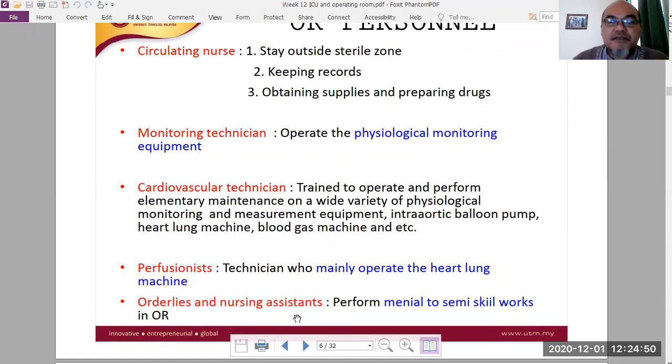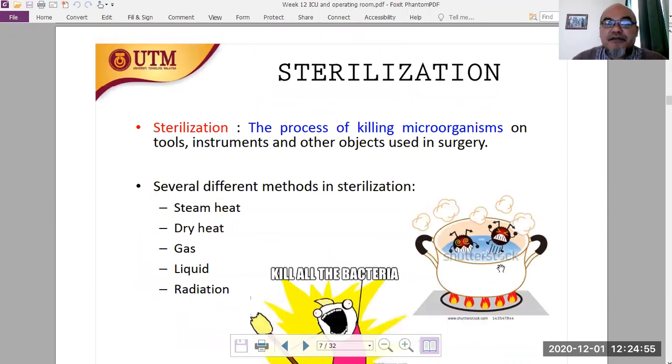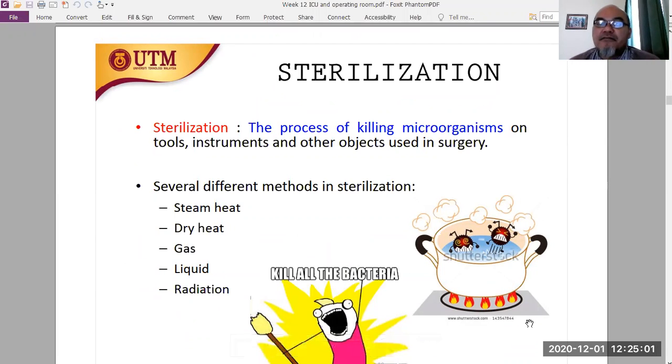Orderlies and nursing assistants perform menial to semi-skilled work in the operating room. So any devices or equipment being brought into the operating room need to be sterilized first. This is where sterilization happens. Sterilization is the process of killing microorganisms on the tools, instruments, and other objects used in the surgery. Because without sterilization, if they still contain some microorganisms, then infection may occur during the surgery.